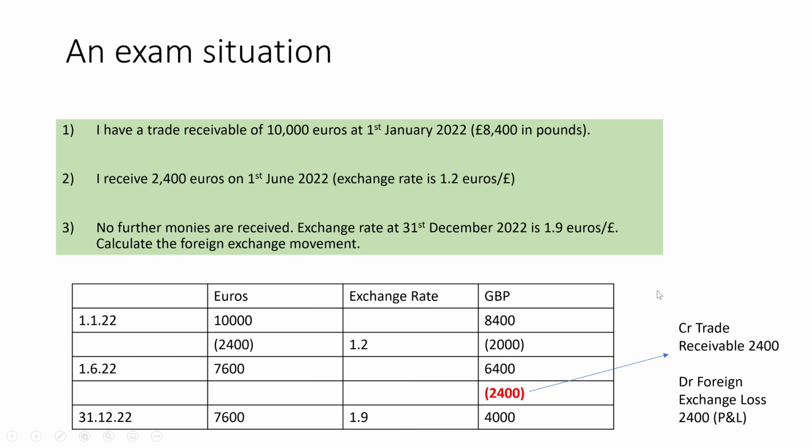But I do want you in the exam, if possible, to specify whether an asset is a monetary asset or a monetary liability or whatever when you're explaining the treatment, and explain that you therefore have to translate it at the year-end rate with the movement being reflected in the profit and loss statement. That's how you explain it in the exam.